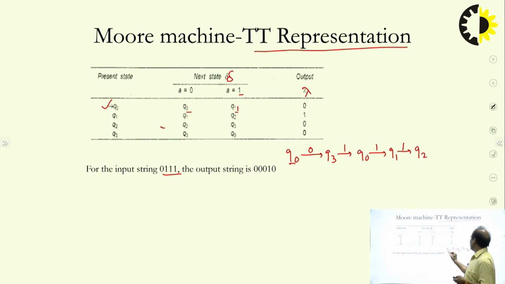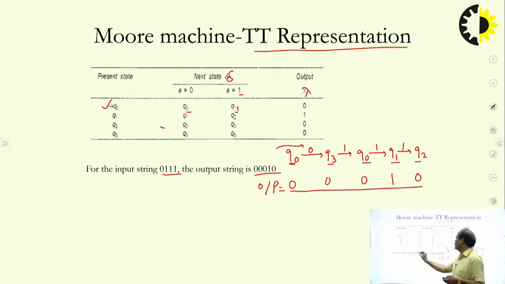Output is corresponding to each state we received. So, what is output of Q0? 0. Output of Q3 is 0. Output of Q0 is 0. Output of Q1 is 1, and output of Q2 is 0. So, this is actually input, and then we are getting this output. We can easily check that 0, 0, 0, 1, 0 is the output for input string 0, 111.